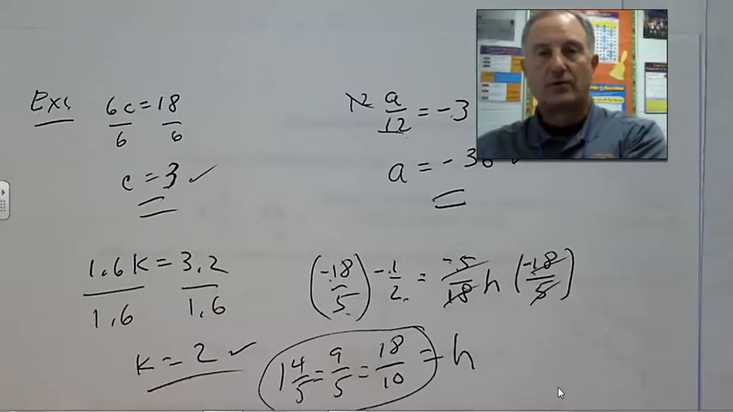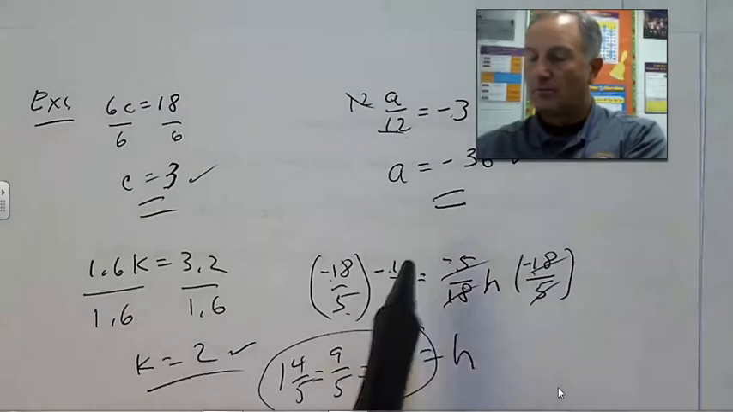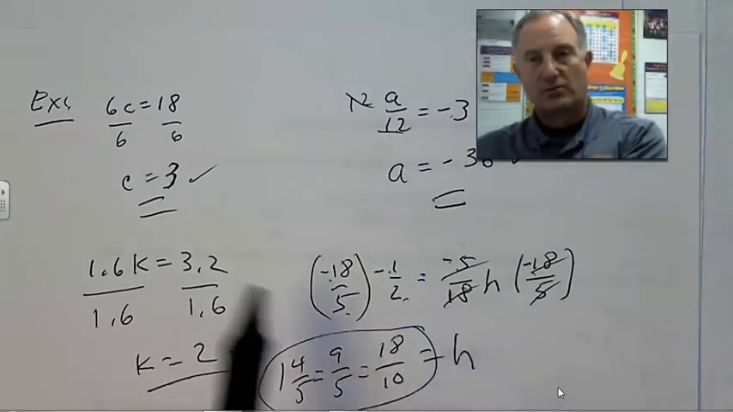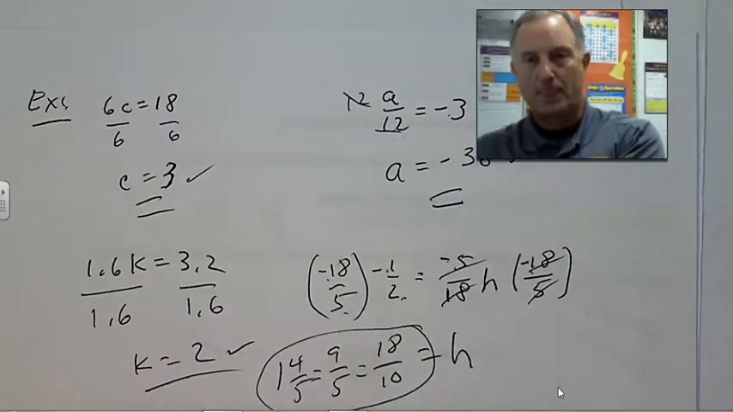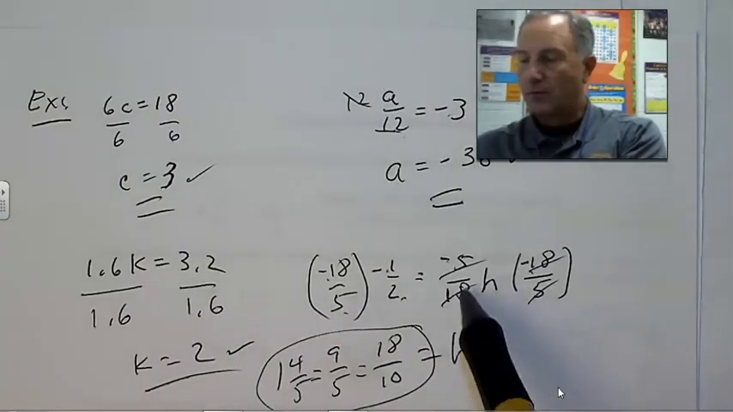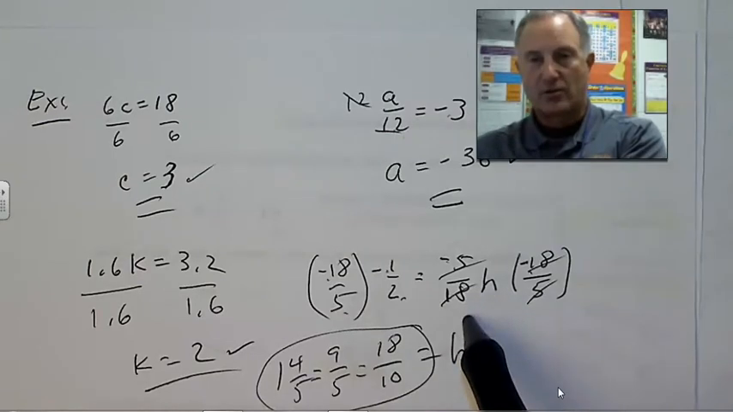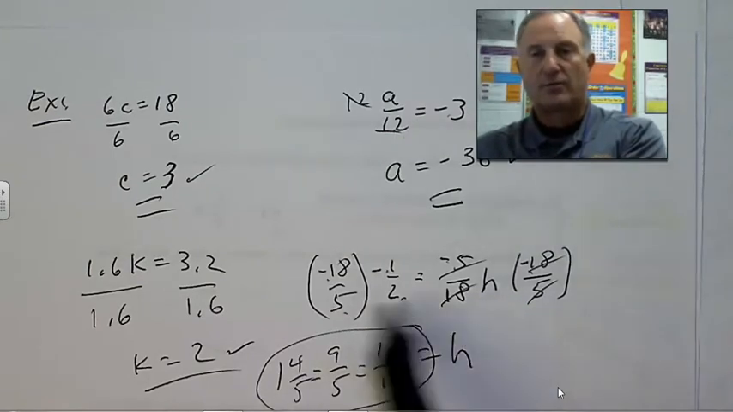So that's what we're going to be doing here the next week: solving one-step equations with multiplication and division using the opposite operations just like we have been. And the only thing we have to look for is if we get a fraction as a coefficient, multiply both sides by its reciprocal.